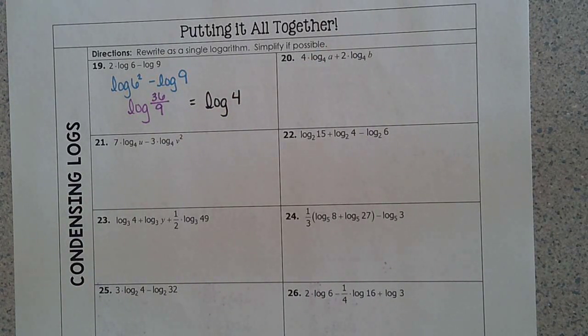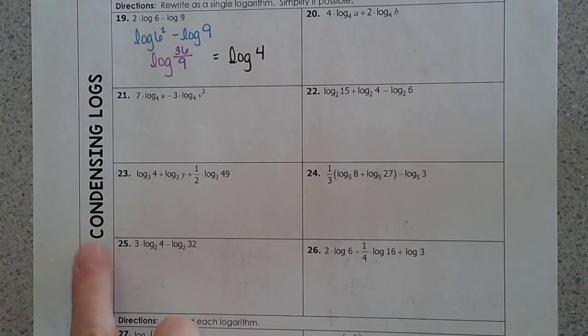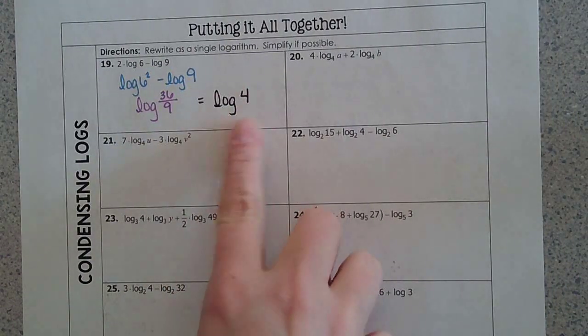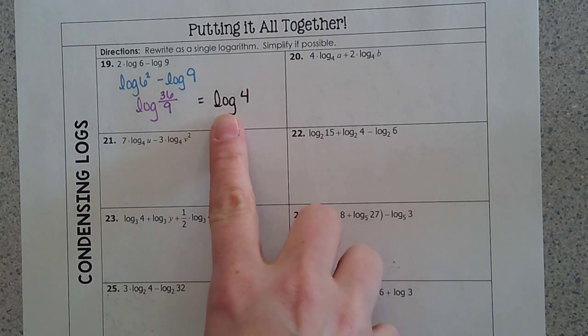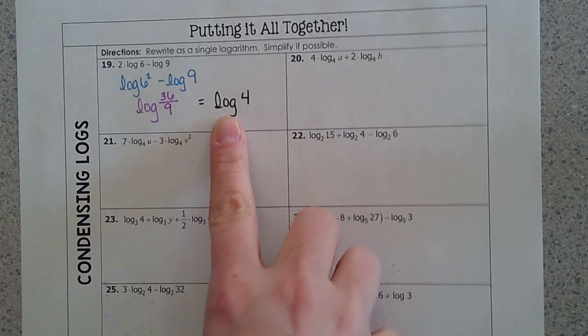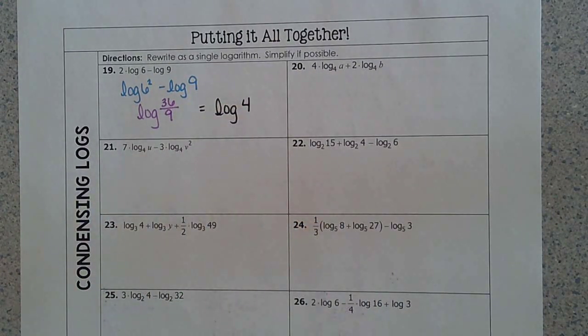And that one we could evaluate in our calculator, but when your instruction is to condense the log, we're not looking for a value, we're looking for a log. So this is my answer here. Try number 2 on your own, and then I'm going to put an answer up and we'll see how you did. Number 20. Try number 20 on your own.